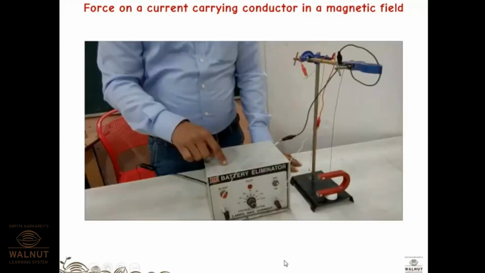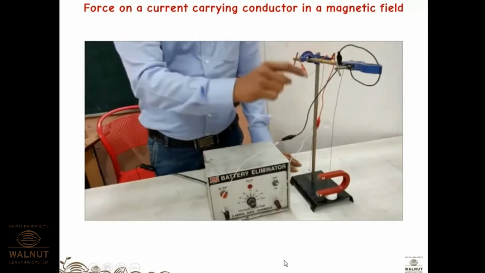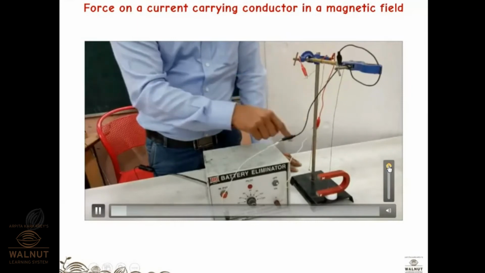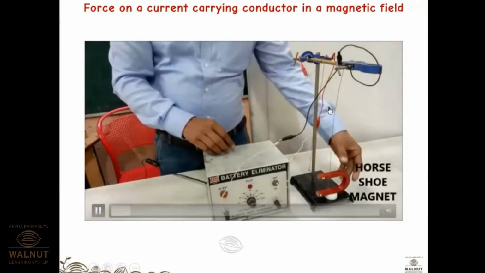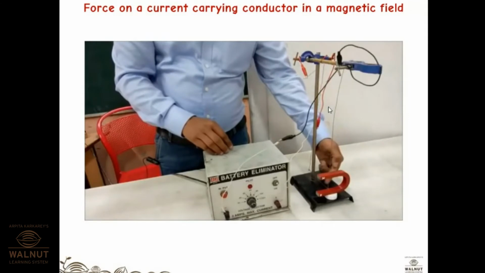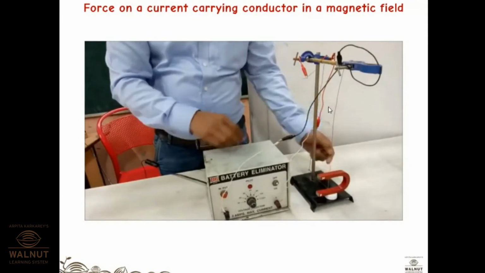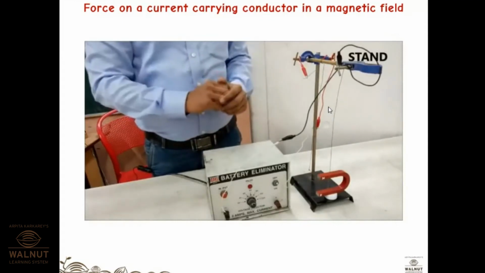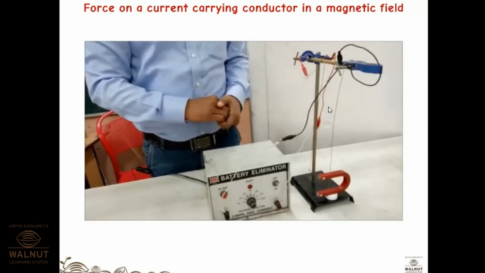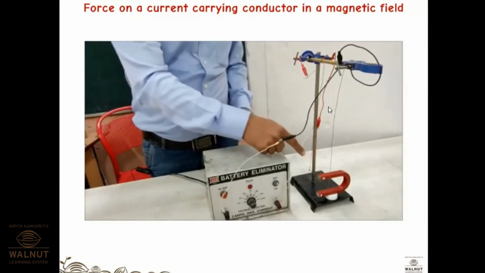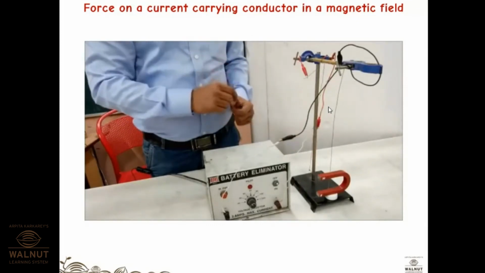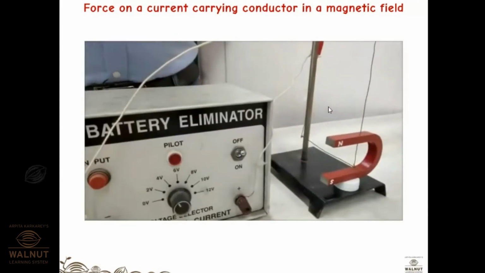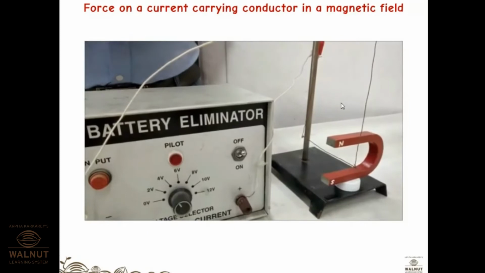In this experimental setup, we can see a battery eliminator, connecting wires. We have made a wire frame and used that. Then we have another connecting wire, a horseshoe magnet, a bottle cap to set the magnet on, and a stand on which we have put everything up. From this setup, we will show that if a current carrying conductor is near a magnetic field, it experiences a force. Before starting this experiment, let us first see how we set this up.